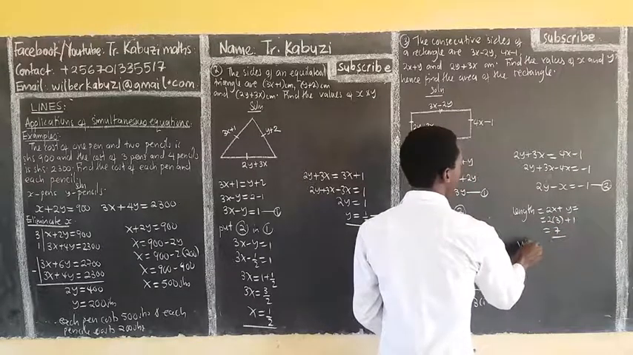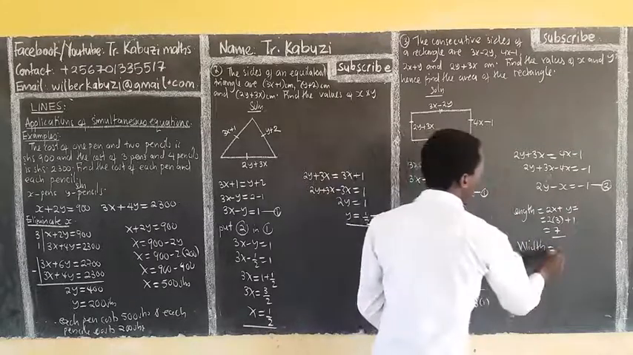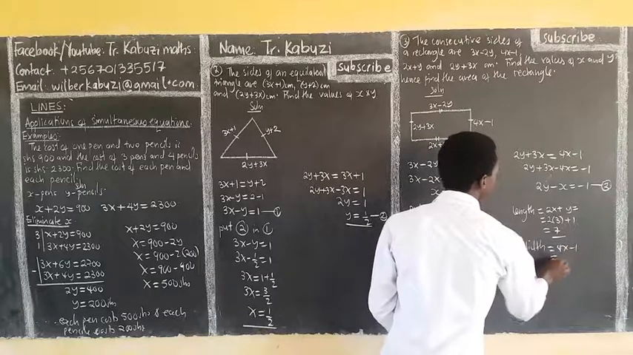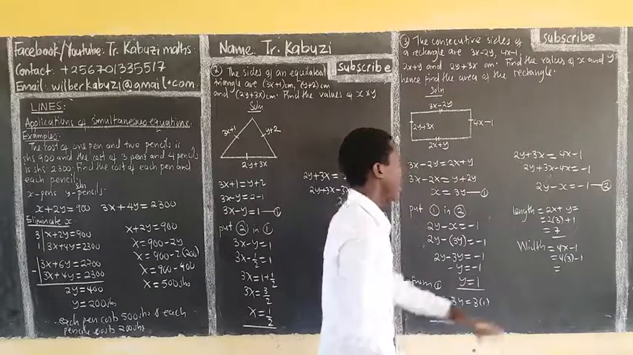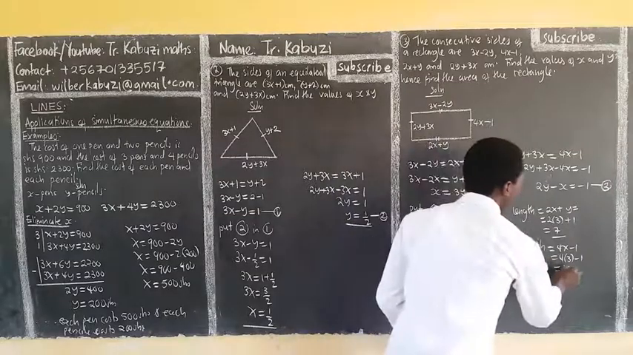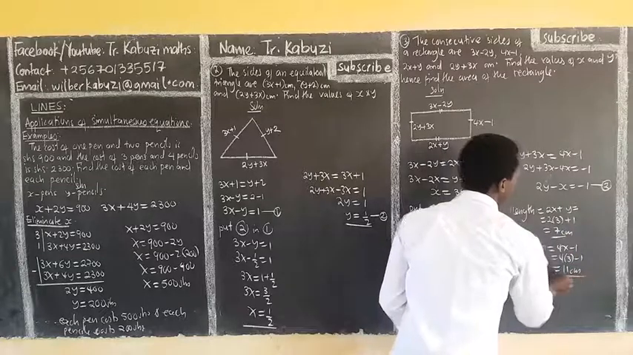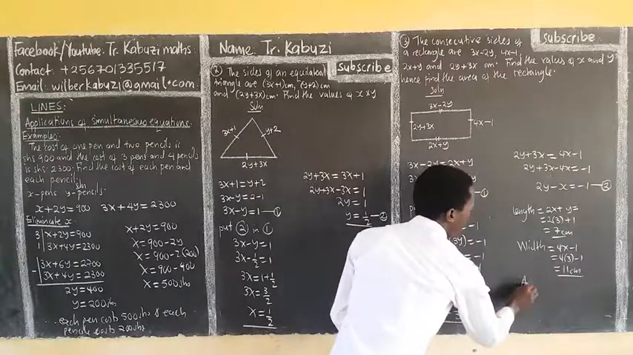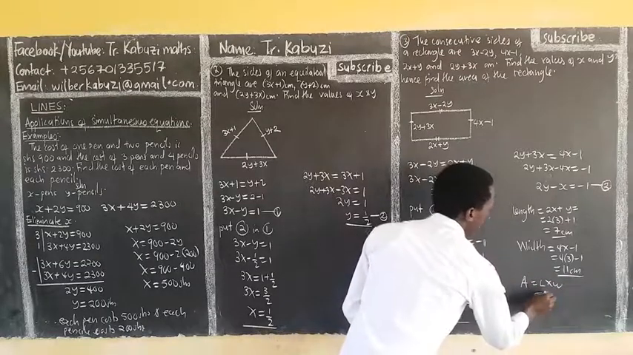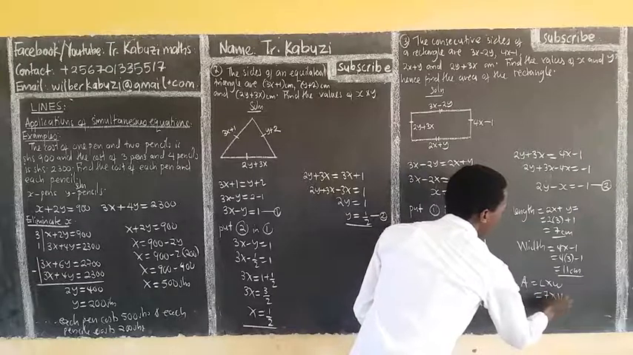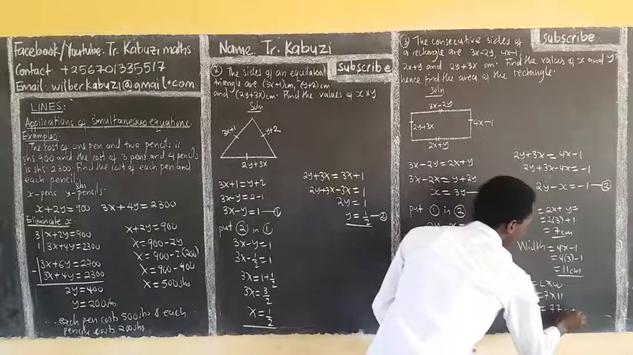Then the width, you take either this or this. So 4x minus 1, which will be 4 into 3 minus 1. This will be 12 minus 1, which will be 11. These were centimeters. Also these are centimeters. Then my area, it's given by length times width, which will be 7 times 11. So this will be 77 centimeters square.